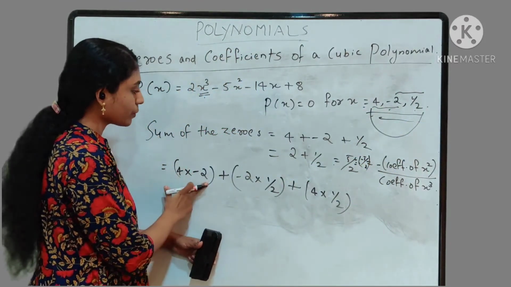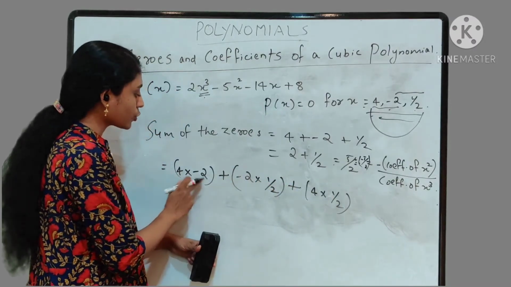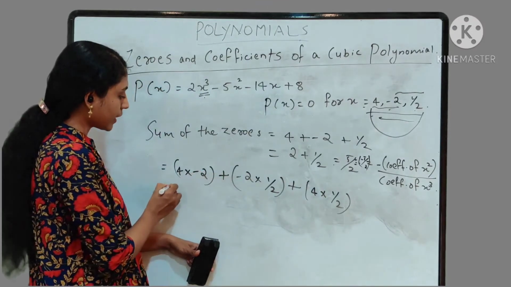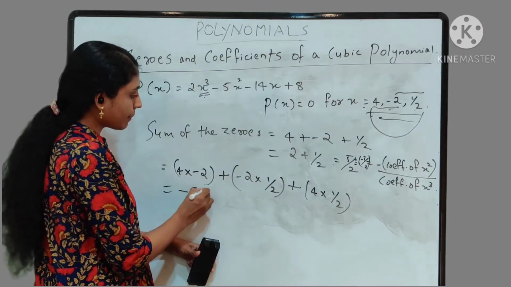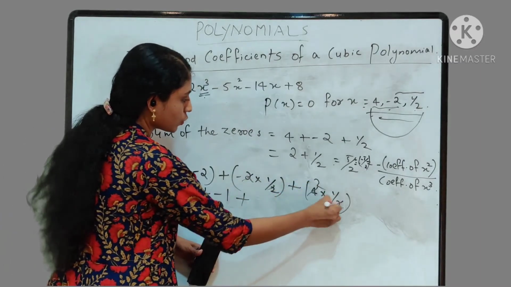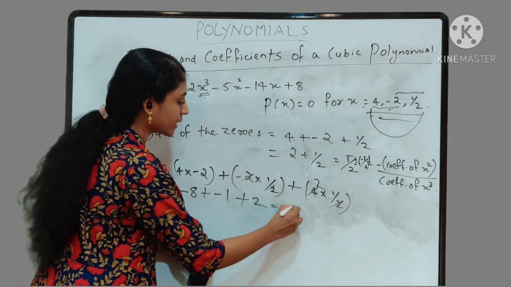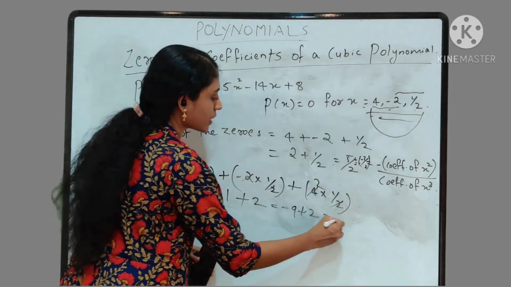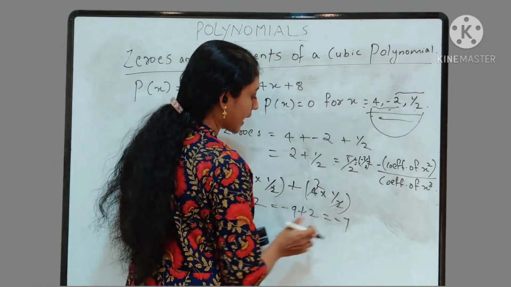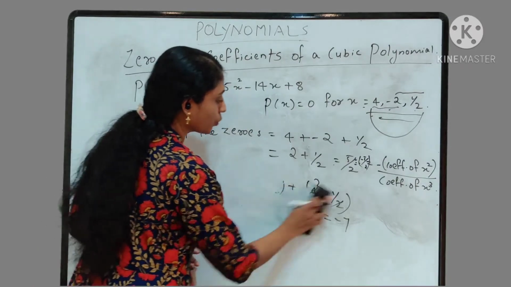Okay? So 4 into minus 2 AB plus BC plus CA. That is 4 into minus 2 plus minus 2 into 1 by 2 plus 4 into 1 by 2. What is the value? Minus 8 plus 2 get cancelled. Minus 1 plus 2. So it is minus 8 minus 1, it is minus 9 plus 2, which is equal to minus 7. And this minus 7 can be written as minus of 14 by 2.